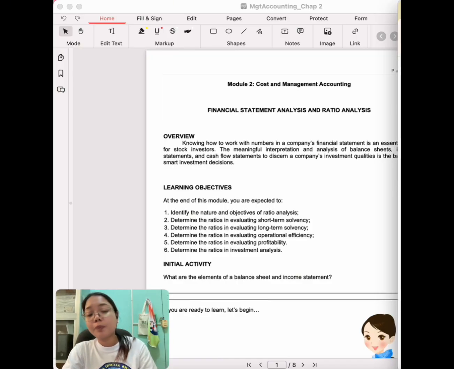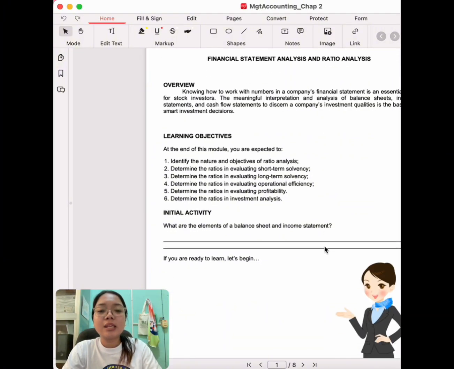So this chapter is not simply about memorizing the formulas, but our goal is to understand what each ratio means and what it measures and how we interpret the results. Ang importante dito, we just don't memorize the formula. We should understand the story behind the formula. Okay?